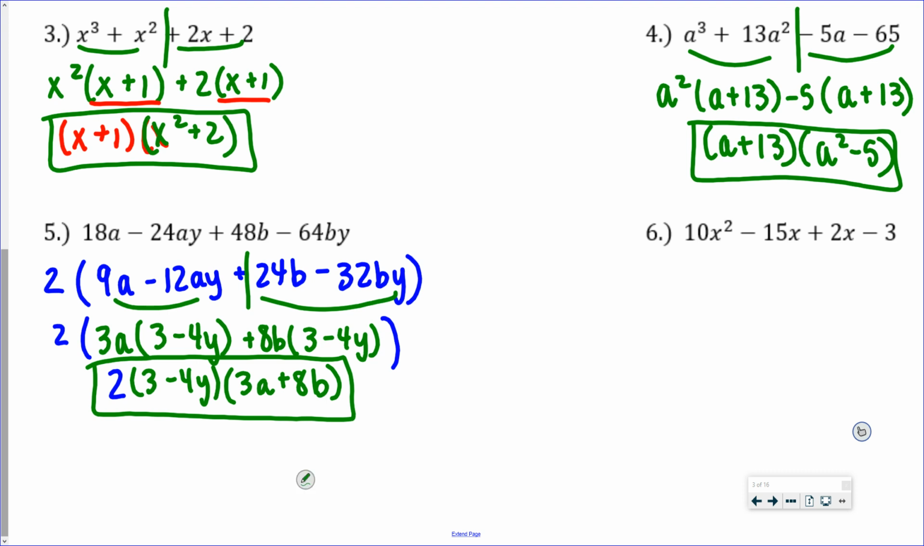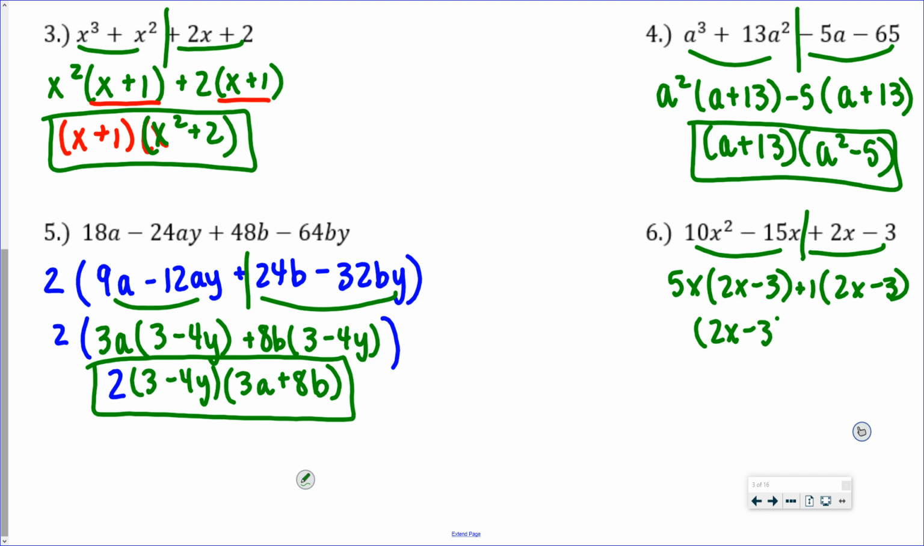All right, there's nothing we can factor out right away. So we'd have to factor by grouping here. 5x out of the first group, 2x minus 3. And you're like, this is already 2x minus 3. So what would I technically factor out? Positive 1. Good.